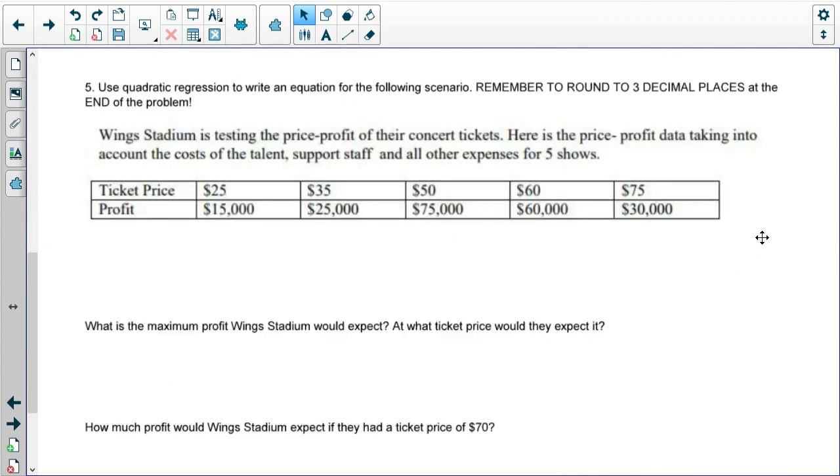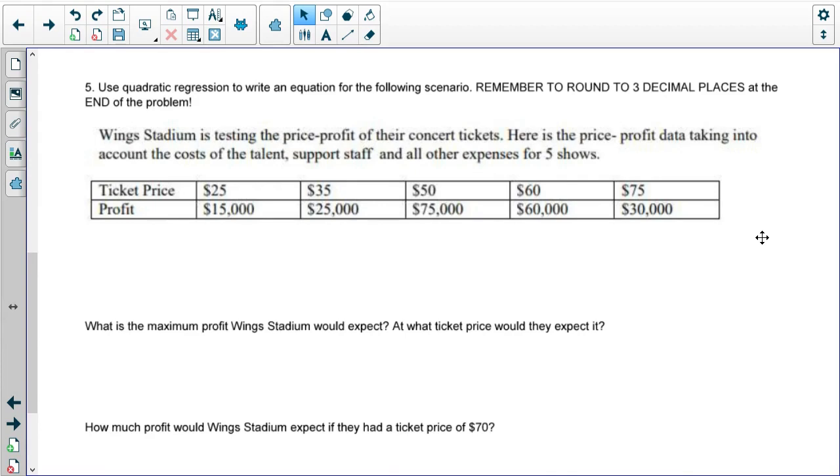Finally, quadratic regression if we have more than 3 points. Regression is actually not intended to give you an exact parabola that goes through every point. Just like when we did linear regression, which was trying to find a line that best fits the data, quadratic regression is designed to find a parabola that best fits the data.